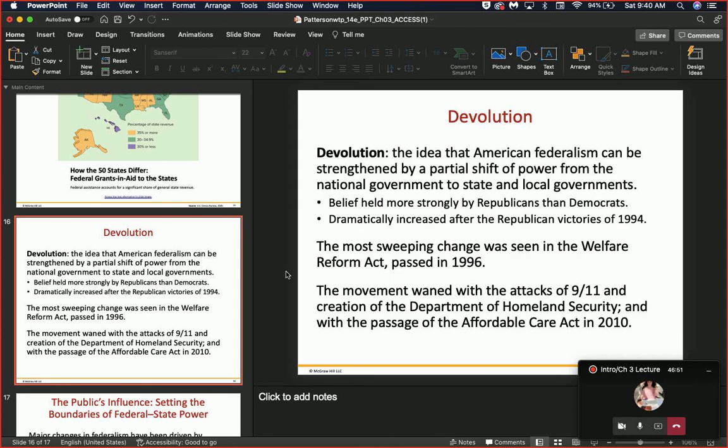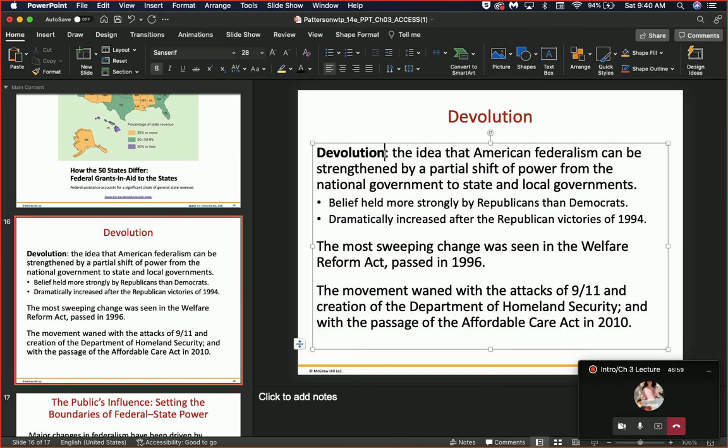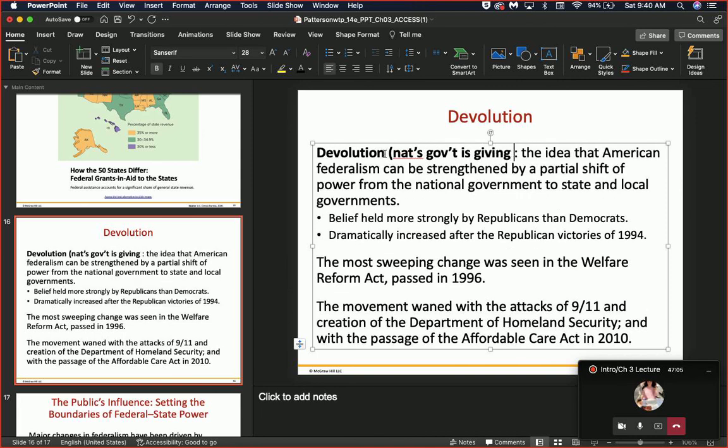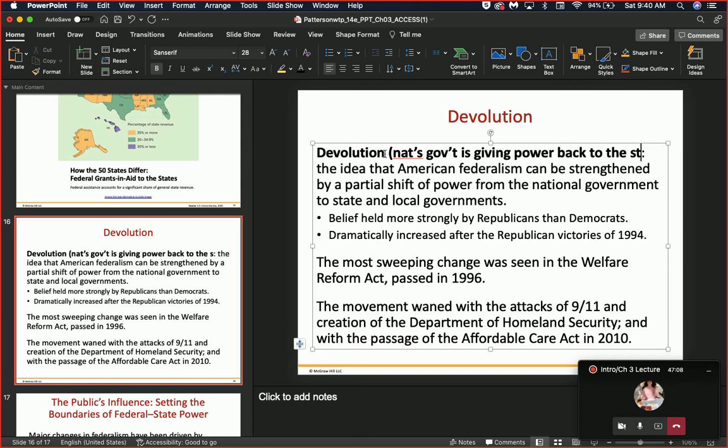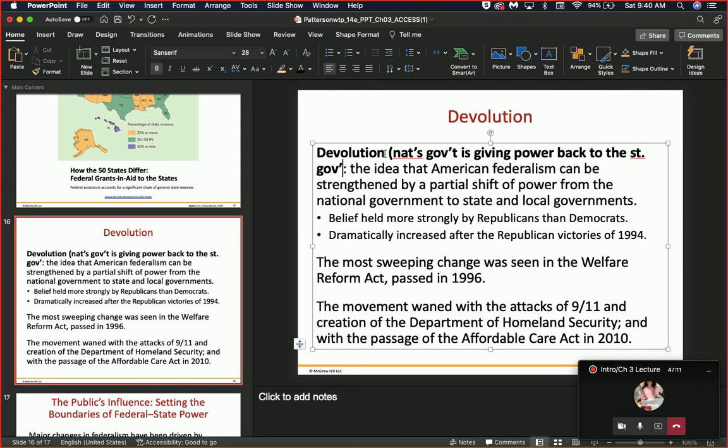So devolution. Remember that is the power being taken from the national to the state level government. Okay, so this is whenever the national government is giving power back to the state government. Okay, so it's the idea that American federalism can be strengthened by that shift in power. Okay, and again, remember we see very much throughout our history devolution and nationalization happening back and forth. It's a constant process.